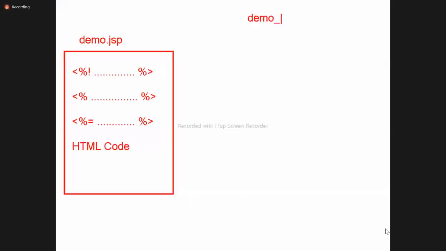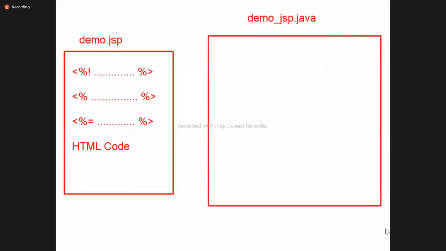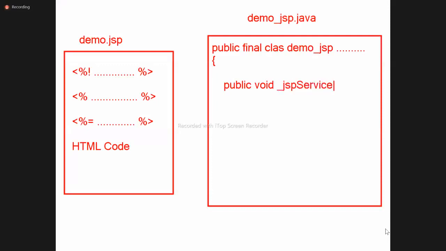Now, this demo.jsp is converted into demo_jsp.java. JSP is converted into servlet. While converting, what is happening? See, here public final class demo_JSP extends HttpJspBase is created. After this, public void _jspService. All these are created like this.